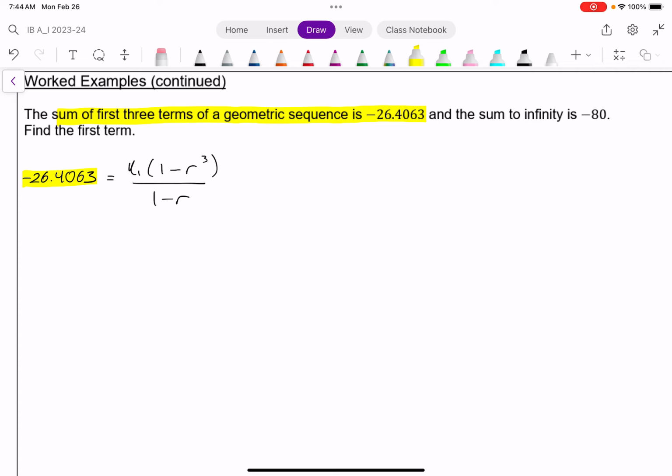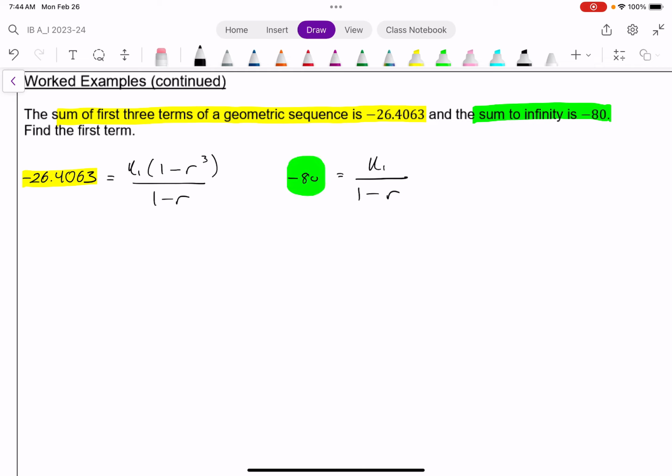All right, I also know that the sum to infinity, should I add all these terms forever, which means this must be a convergent series, is exactly negative 80. So again, that infinite sum is the same as the first term divided by 1 minus a common ratio. Well, I don't know the first term or the common ratio, but I do know all this comes to negative 80.